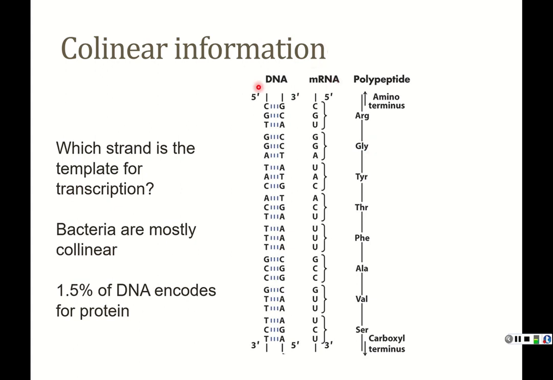That is then turned into messenger RNA through the process of transcription, and the messenger RNA is turned into protein through the process of translation. That, in a nutshell, is the central dogma of biochemistry, which we will be discussing in the next 3 lectures at the end of this semester.